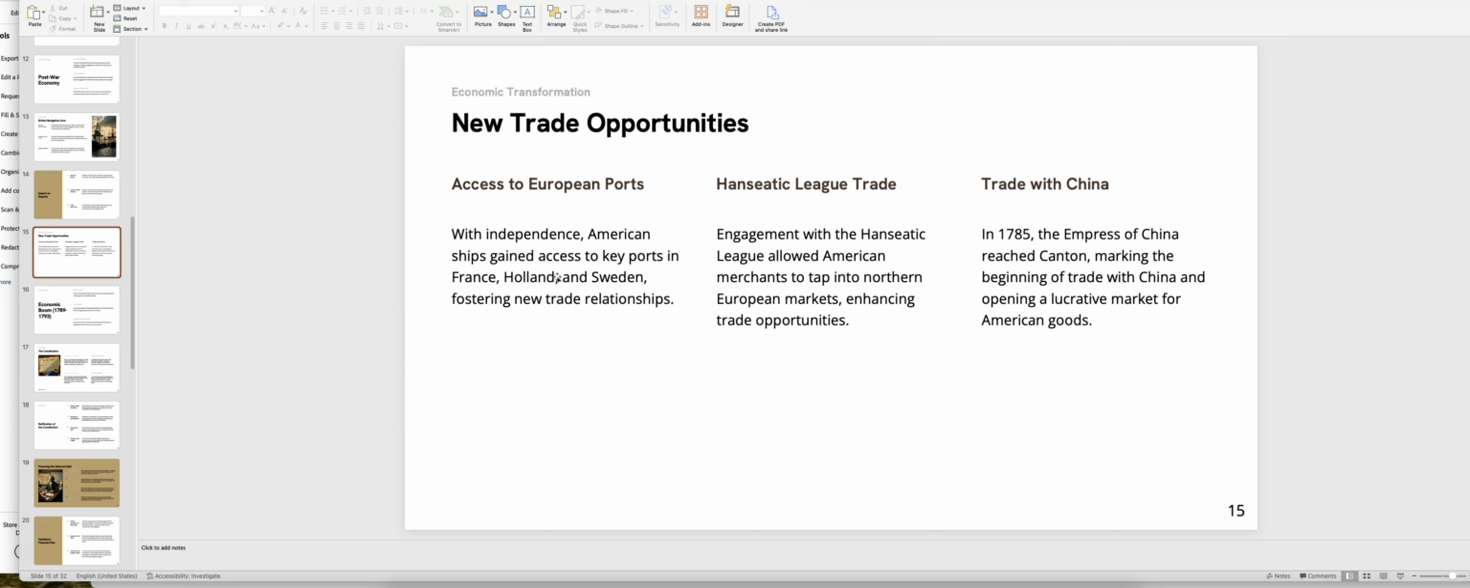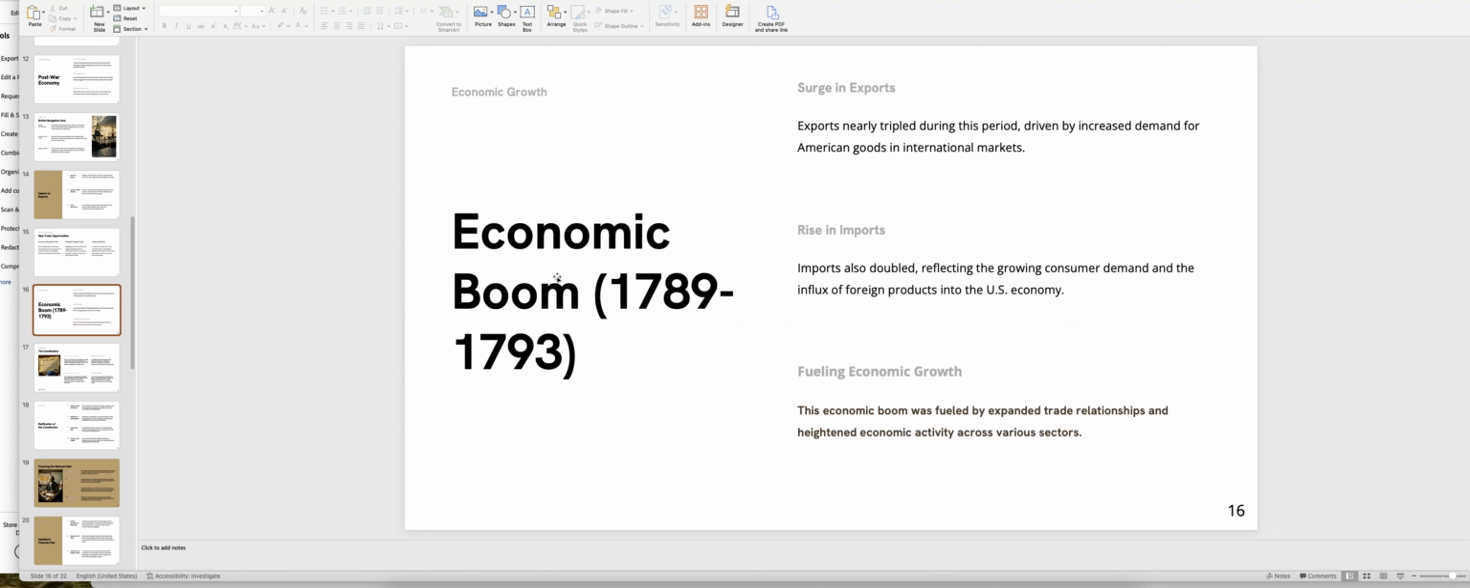And as well, even though we got to take things all the way around South America, we're also going to start to build trade relationships with China. And the Chinese end up really wanting our goods as well. Okay. And that's kind of what we see here.